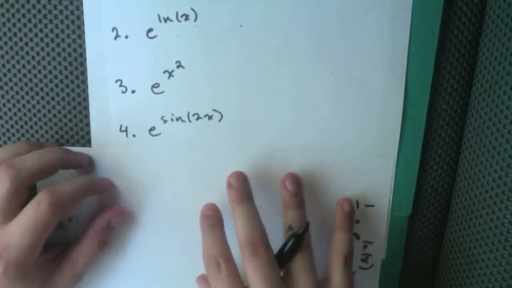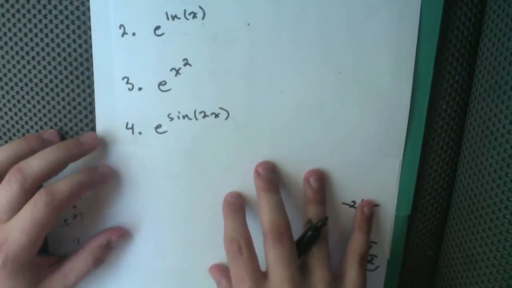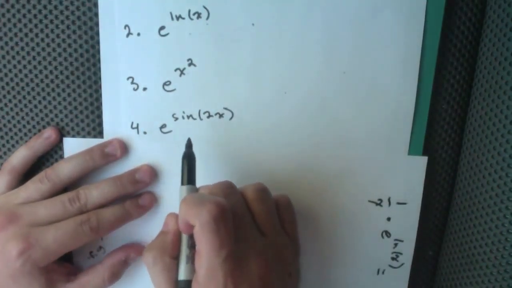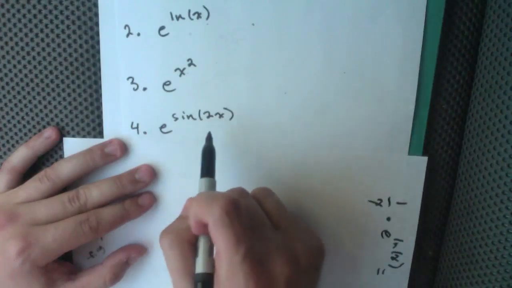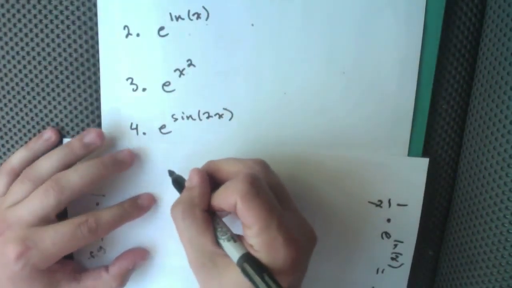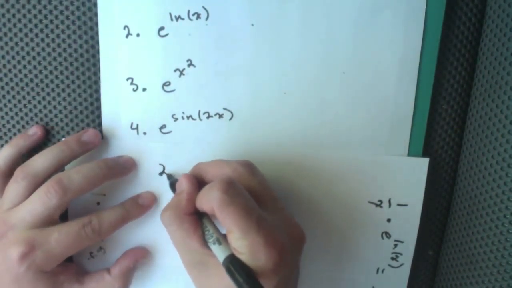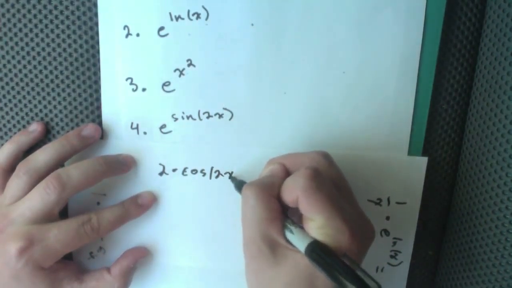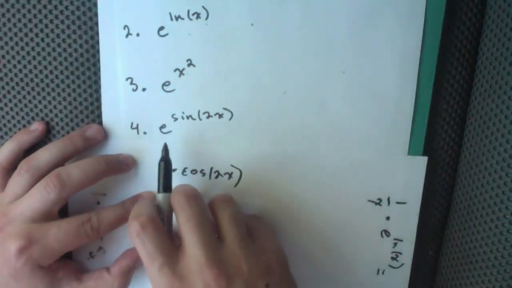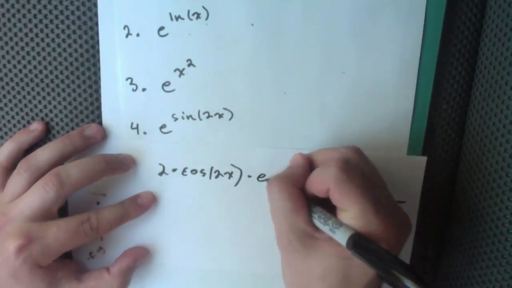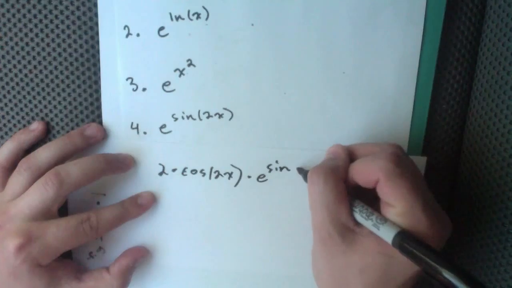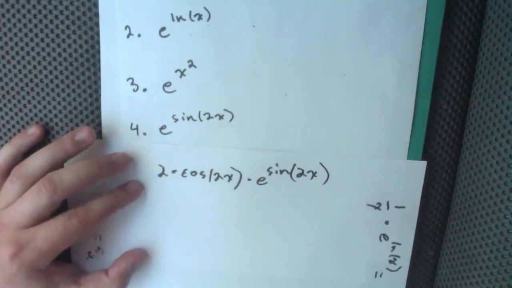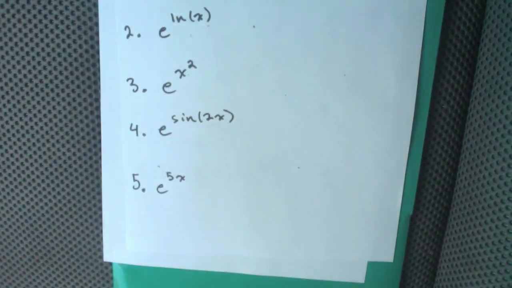Alright, for another example, we have e to the sine of 2x. So we're just going to take the derivative of our g of x, which is simply 2 times cosine of 2x. And then we're going to multiply it by our original function, which is e to the sine of 2x. Pretty easy. No problems there.